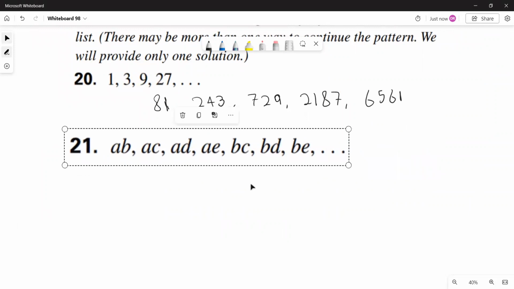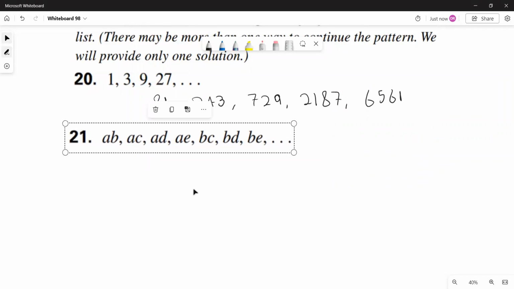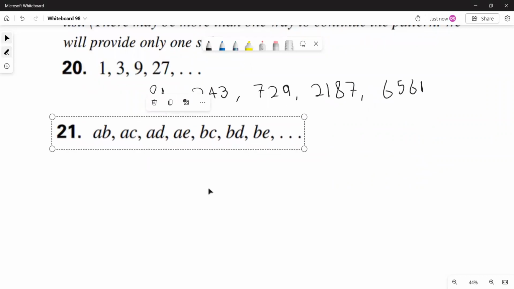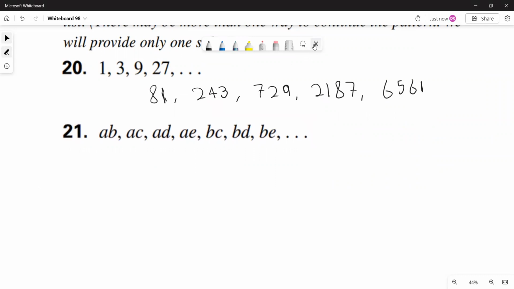So they give you the first 7 terms. Those are AB, AC, AD, and AE. Next, they do BC, BD, and BE. So we're going to write 5 more terms. Okay, so the first 4 terms were the letter A, followed by the next 4 letters. And then we have B, followed by the next 3 letters. So from what we can see, the next one would be BF.